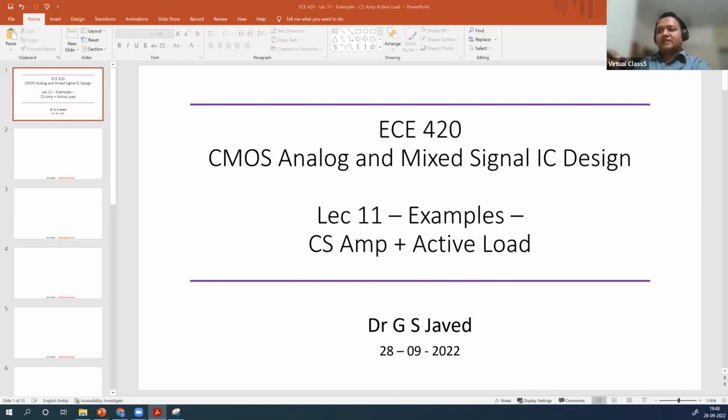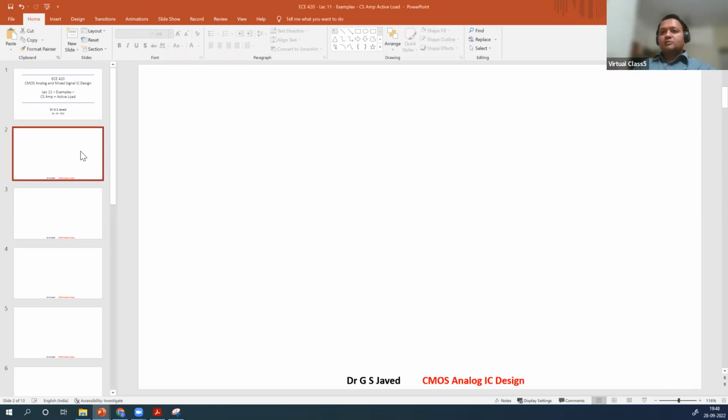CMOS analog mixed signal IC design. In today's class, we will be talking about examples of common source amplifier and what the active loads are, and we will look at at least 2 or 3 examples to understand how things are going on. So let's begin with the first example.